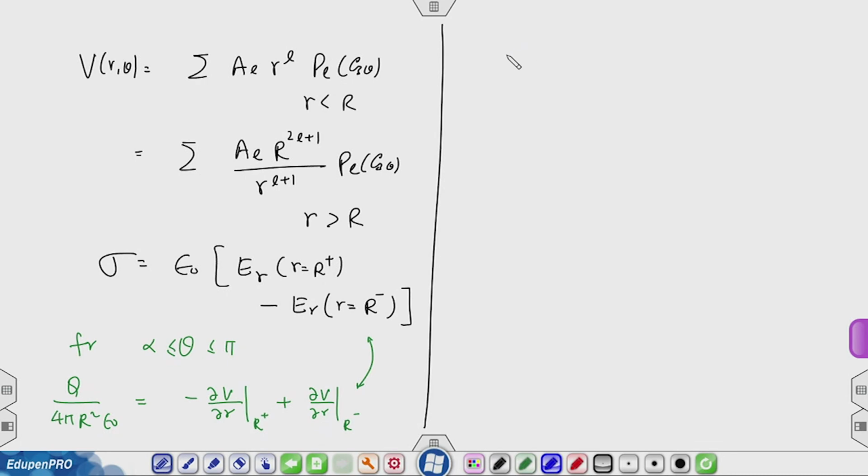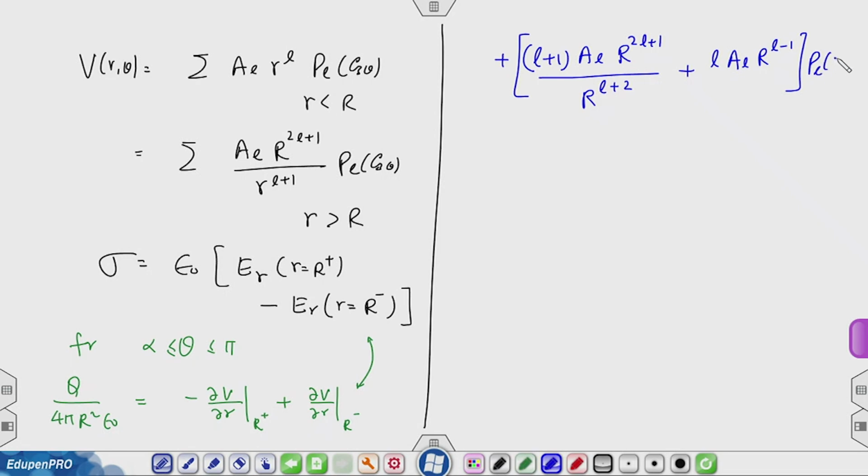And that gives me minus (L plus 1) A_L r raised to 2L plus 1 divided by r raised to L plus 2, plus L A_L r raised to L minus 1, P_L cosine theta is equal to q over 4 pi r square epsilon 0 for theta between alpha and pi, and 0 for theta between 0 and alpha.